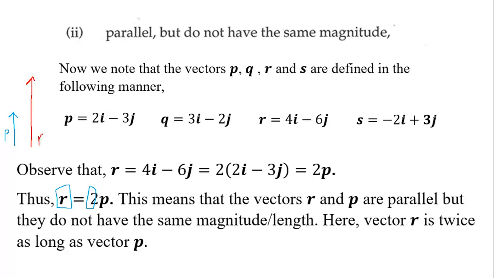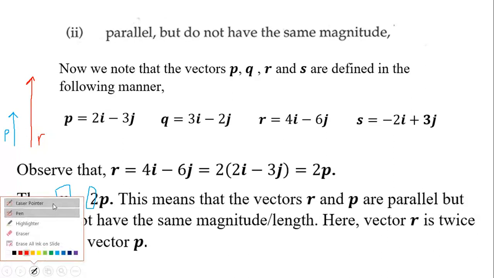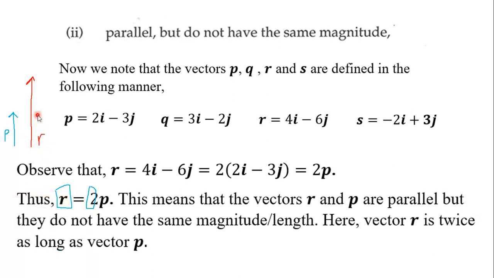So my question to you is, do these two vectors have the same size? Do they have the same magnitude? And the answer is no. Of course they do not have the same magnitude. Remember, magnitude means size or length. So these two vectors do not have the same magnitude because clearly R is longer than P. In fact, R is 2 times as long as P.